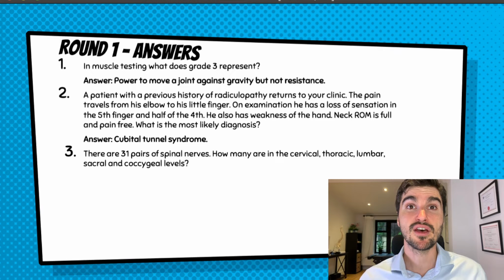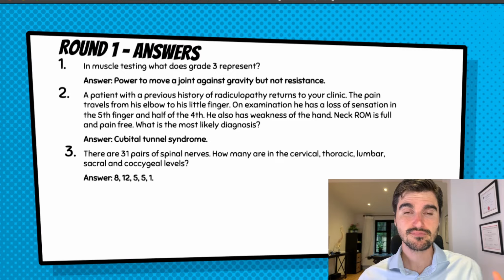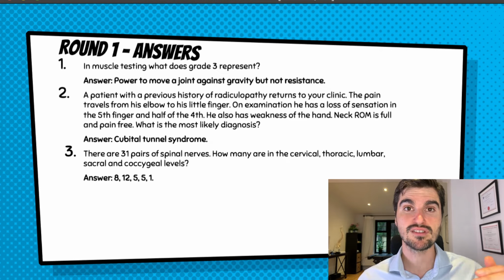Number 3, there are 31 pairs of spinal nerves. How many are the cervical, thoracic, lumbar, sacral, and coccygeal levels? So, of course, there are 8 cervical ones, remembering that they initially exit above the vertebra. So C1 exits above the C1 vertebra. The C7 nerve root exits above the C7 vertebra.